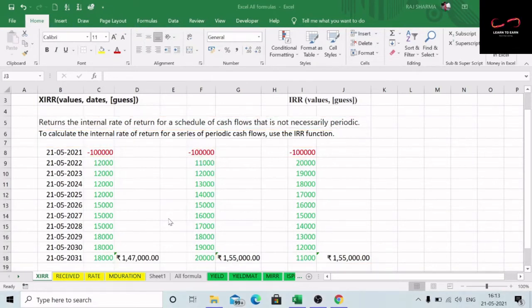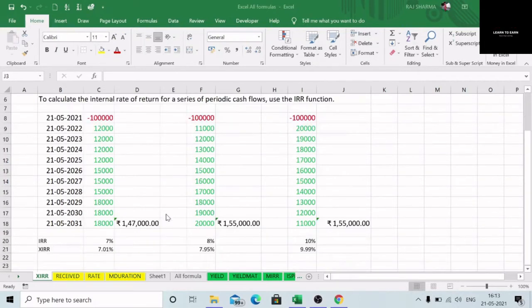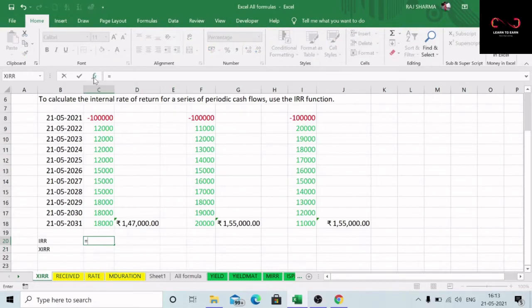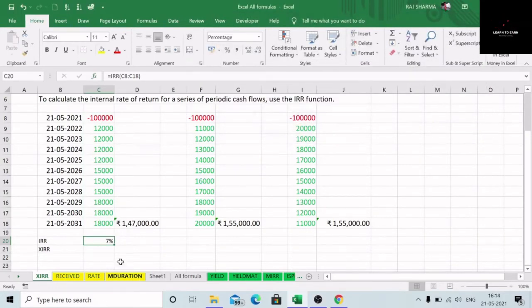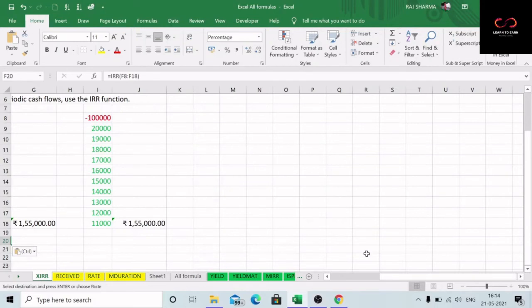So now let us work out using the IRR and XIRR formulas to understand the concept and which project is beneficial. First we will calculate the IRR. Go to the insert function tab, and from here you have to select IRR. In the IRR function you simply select the values: the initial outflow of funds and subsequent inflows. Outflow you have to take as negative, subsequent inflows as positive, and press OK. And you will find that 7% is the internal rate of return for this particular project.